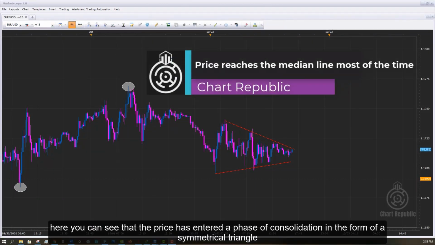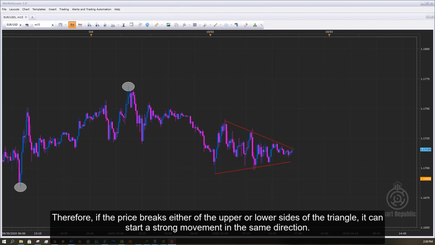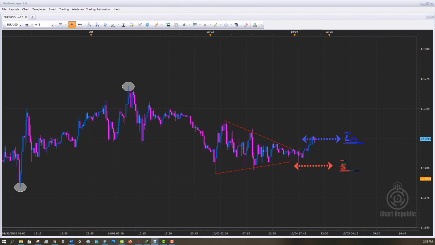Here, you can observe that the price has entered a consolidation phase in the form of a symmetrical triangle. Therefore, if the price breaks either the upper or lower sides of the triangle, it may initiate a strong movement in the same direction. After confirming a clear breakout of the triangle to the upside, we can enter a buy position and place our stop loss below the triangle.